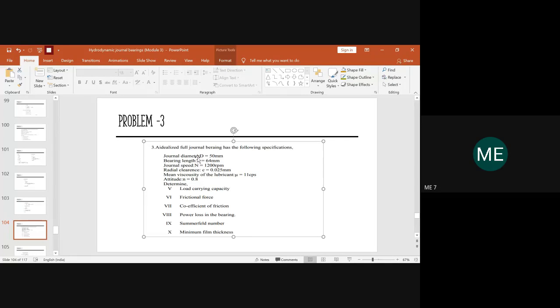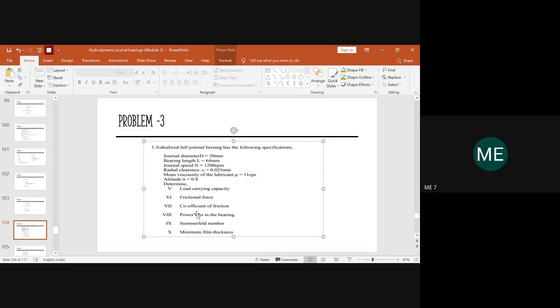So the journal diameter, which is capital D, has been given as 50 mm. The bearing length is given here as 64 mm. The journal speed here is again 1200 rpm. The radial clearance here is again 0.025 mm. Please note down the mean viscosity of the lubricant here is given as 11 centipoise instead of 12 cP, and again the eccentricity ratio value n is given as 0.8.